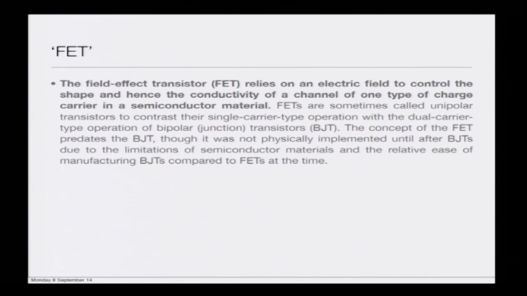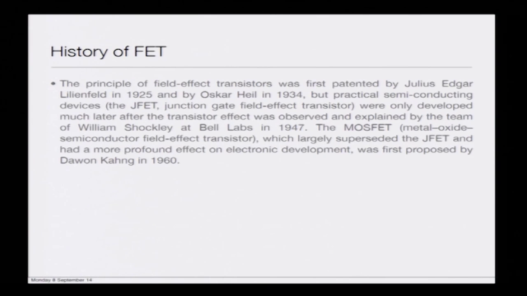The concept of FET predates the BJT, though it was not physically implemented until after BJTs due to the limitations of semiconductor material, which was one of the challenges FETs had, and the relative ease of manufacturing BJTs compared to FETs at that time. If you see the history, the principle of field effect transistors was first patented by Julius Edgar Lilienfeld in 1925 and by Oscar Heil in 1934, but practical semiconducting devices using the junction field effect transistors were only developed much later, after the transistor effect was observed by the team of William Shockley, Bardeen and Brattain at Bell Lab in 1947.